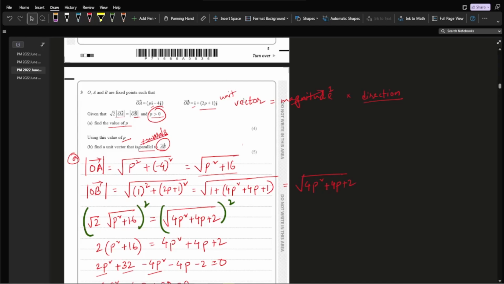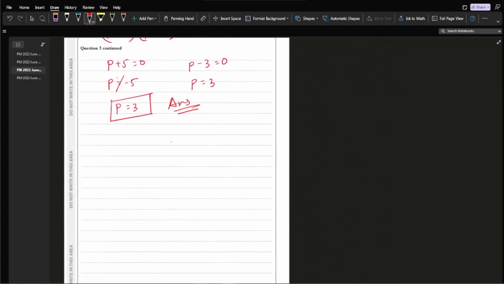As I said before, a unit vector is a vector which has a magnitude of 1. Now, if we have to find the unit vector towards AB or parallel to AB, in AB we have magnitude and direction. So we have to isolate this direction. How are we going to do that? We are going to divide the whole vector by the magnitude. So the magnitude cancels out, and we are left with the direction.